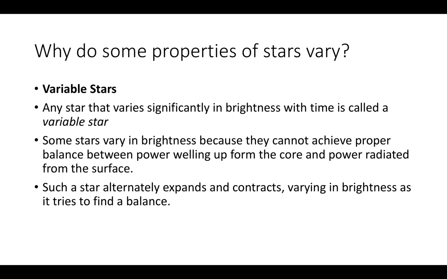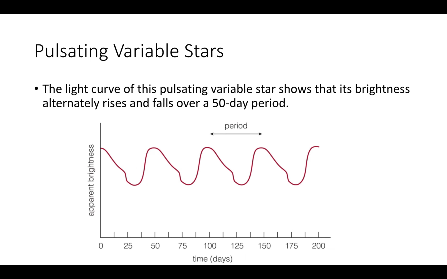Okay, so why do properties of stars vary? There are some stars that don't follow exactly main sequence, supergiant, or white dwarfs, and any star that does vary significantly, we call a variable star. The reason for that is it's having a hard time finding the proper balance between gravity and pressure. And so the star will alternately expand and contract, varying in brightness, to try to find that balance between the two forces. A lot of times we see variable stars that pulsate, where the apparent brightness will decrease and increase over a certain period, in this example, a 50-day period.